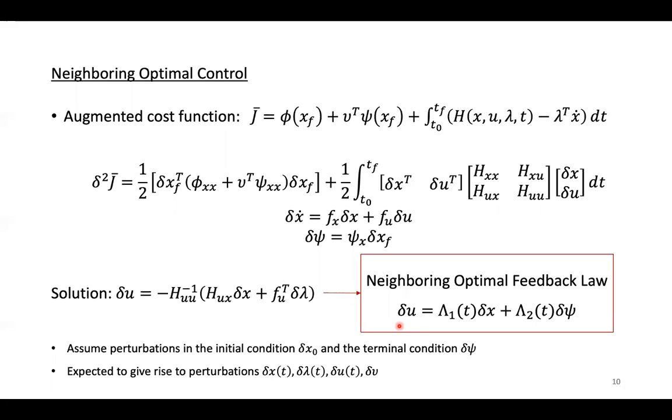So this is a simpler way of arriving at a feedback controller without going through solving the partial differential equation, by simply linearizing the system along the nominal trajectory, taking the quadratic cost function using the Hamiltonian derivatives, and arriving at the feedback law.